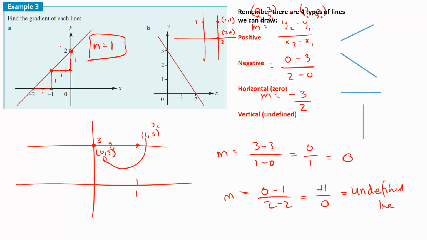Okay, so undefined gradient is your vertical. It only happens when you do a vertical line. So you only got 4 gradients to revise there: positive, negative, 0, undefined. But they all follow one formula. That's all it is.